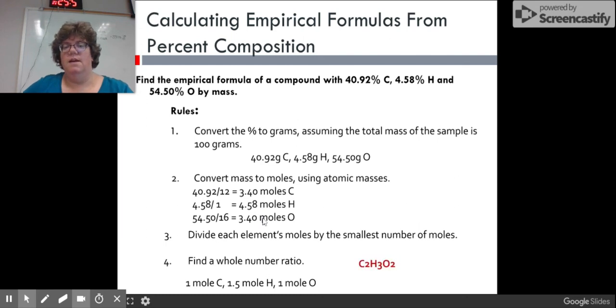And then lastly, I need to turn that into whole numbers. We can't have 1.5. I can't get 1.5 hydrogen atoms. They don't break in half. So if I multiply those by 2, I get 2 carbons, 3 hydrogens, 2 oxygens. So we found that whole number ratio. Just by multiplying everything by 2, I have no decimals left at all.